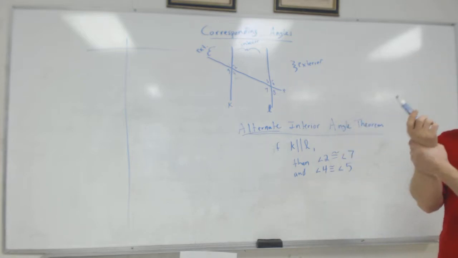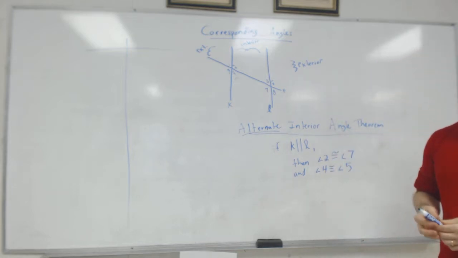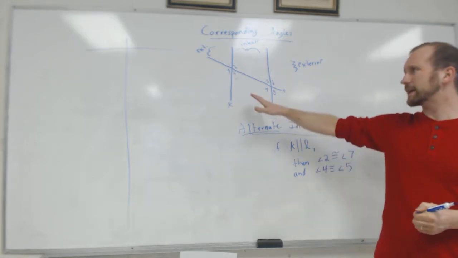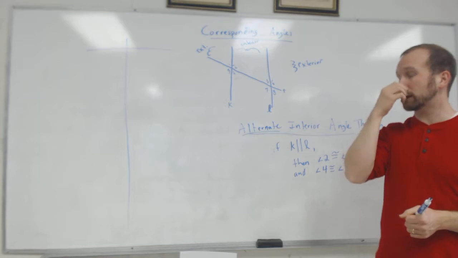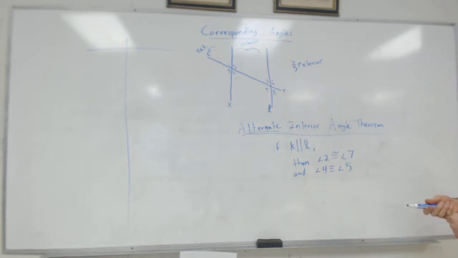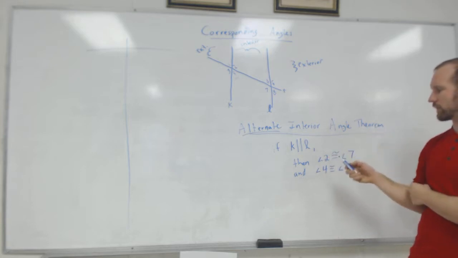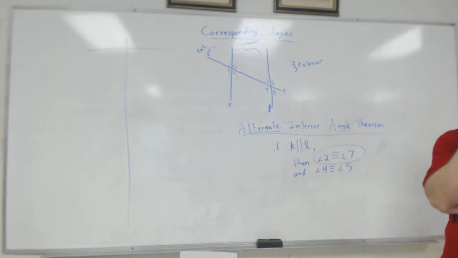What I challenge you to do as you're doing your homework tonight is to think about what else we might be able to prove, because this is going to be our first theorem. Tomorrow we're going to look at another one, using the same diagram. There are some other things that we can also prove about the angles on this diagram, so I challenge you to think about that as we go through these proofs. But first, let's just prove the alternate interior angle theorem. So if K is parallel to L, can we prove that angle 2 is congruent to angle 7? Let's just prove this part. Okay. Yeah, did you have a question?